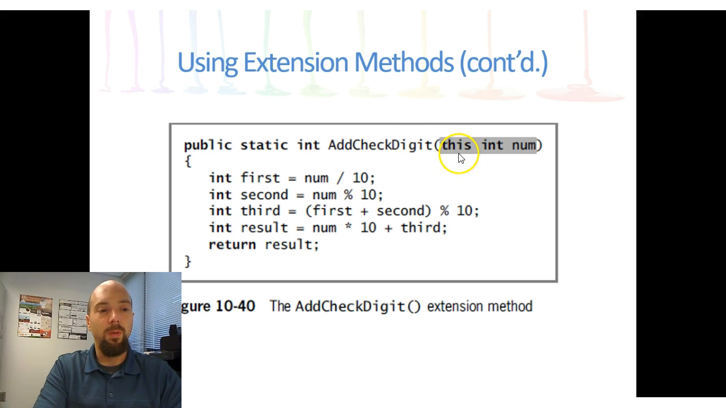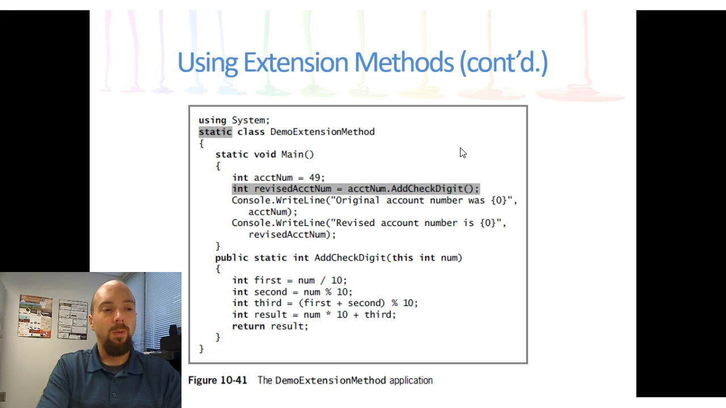Alright, so what we're doing is we're using a parameter list just like we do with any other method, but we're stating this keyword. And so let's say in this case I have a static class here. Now the static is going to be a requirement. It has to be static because remember, we can only call it by name if it's static. Alright, so if it's static, then in our void main we have an account number which is 49, and then we have a revised account number is equal to, and then notice we have account num dot.